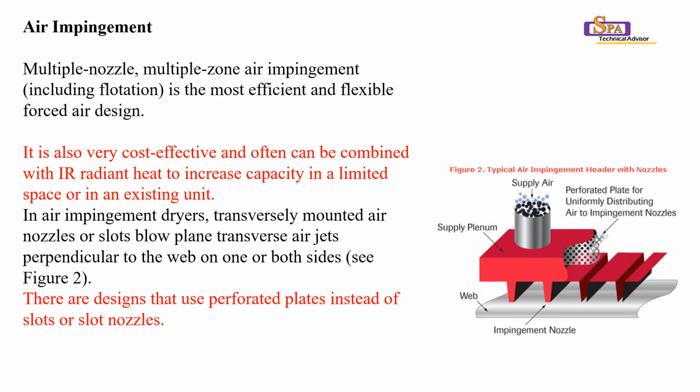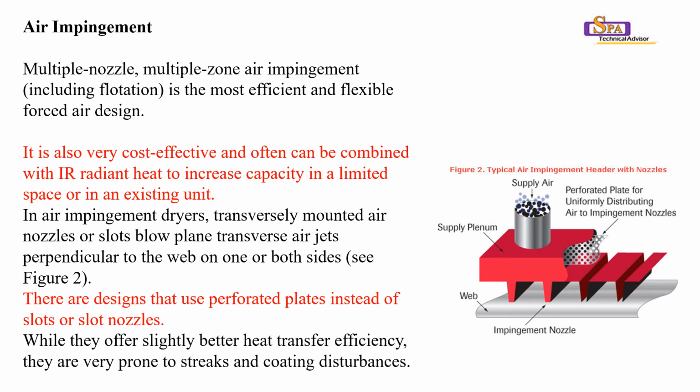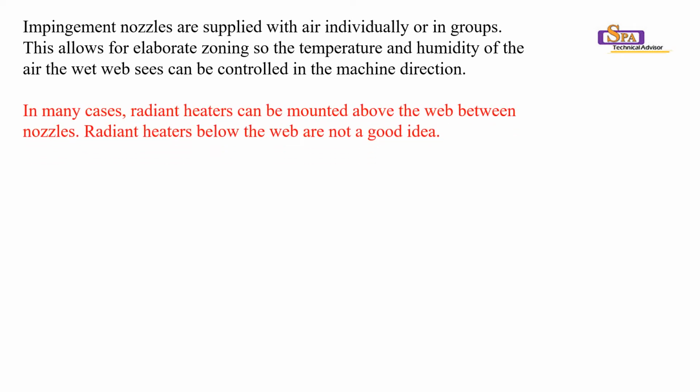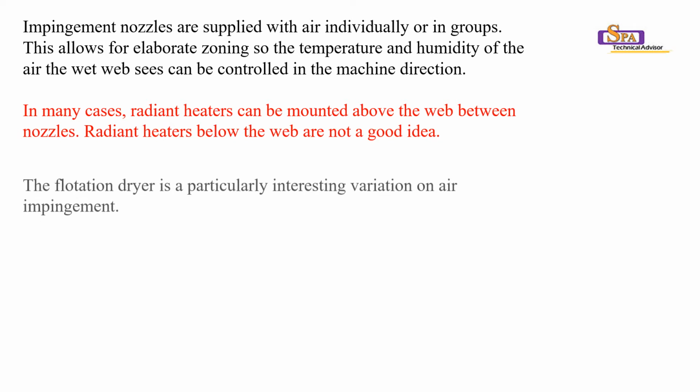There are designs that use perforated plates instead of slots or slot nozzle as shown in figure number 2. Impingement nozzles are supplied with air individually or in groups. In many cases, radiant heaters can be mounted above the web between nozzles. Radiant heaters below the web are not a good idea.